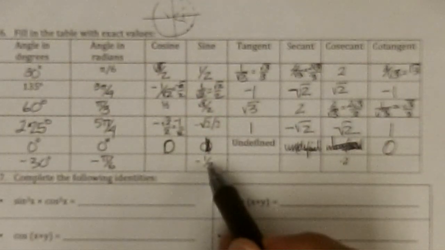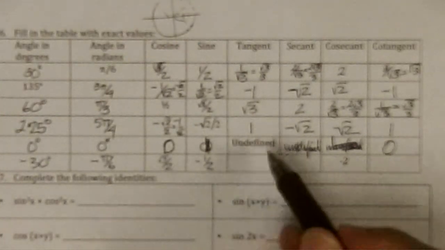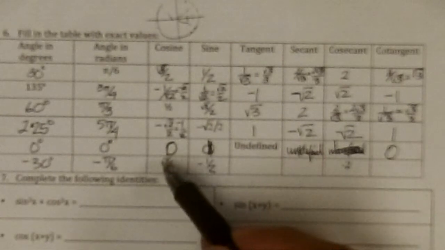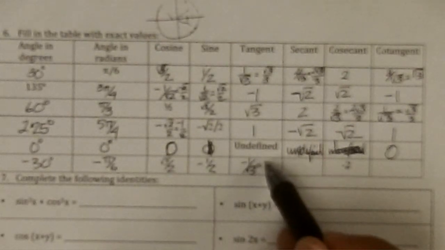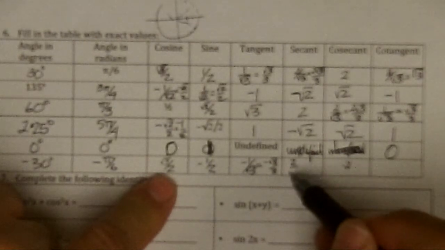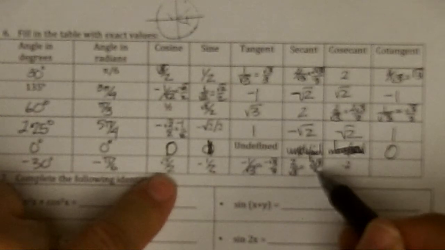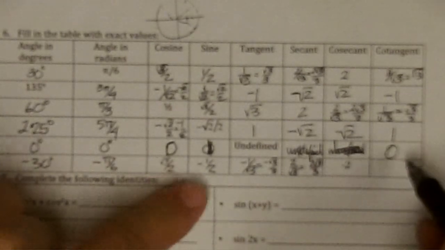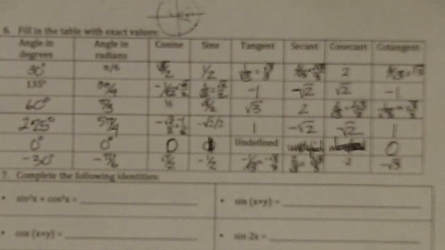So the sine would be negative 1/2. The cosine would be square root of 3 over 2. The tangent is the sine divided by cosine, negative 1 over the square root of 3, or negative square root of 3 over 3. Secant, reciprocal of that, is 2 over the square root of 3, or 2 square roots of 3 over 3, and 2. And the reciprocal of this is negative square root of 3, or 3 over the negative square root of 3.